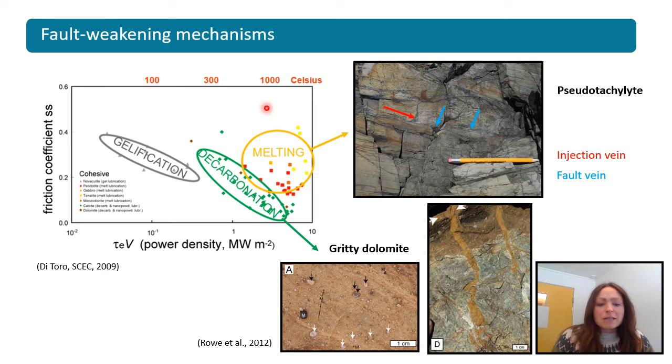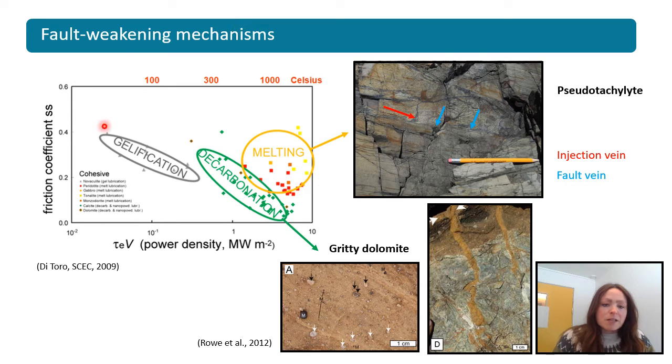So at very high slip rates, weakening is facilitated by friction and melting. And we see evidence for this in the rock record as fault-related pseudotachylites, which are solidified melt veins. In carbonate rocks, decarbonation reactions act as fault weakening mechanisms, and that is what likely happened in the Gritty Dolomite, which forms the basal thrust of the Naukluft complex.